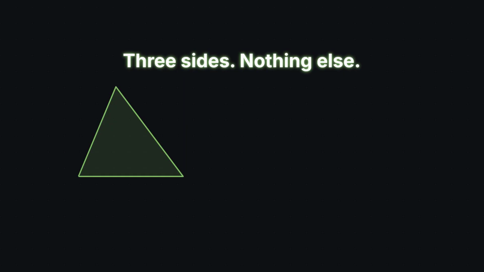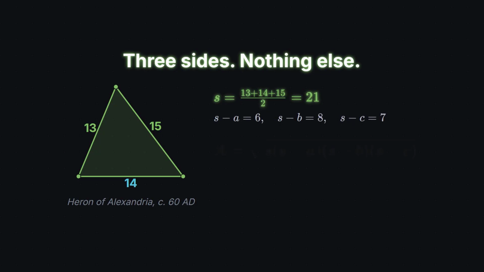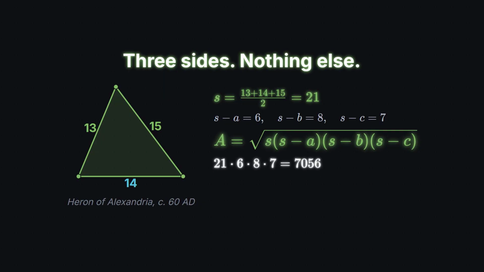No angle at all. All you have left are 3 lengths. 13, 14, 15. Nearly 2,000 years ago, Heron of Alexandria solved exactly this. Add the 3 sides and halve the total, to get what is called the semi-perimeter. 21. Then subtract each side from it in turn. 6, 8, and 7. Multiply all 4 of those numbers together, and take the square root. 21 times 6 times 8 times 7 is 7,056. And the square root of that is exactly 84. No angle. No height. Only the sides.